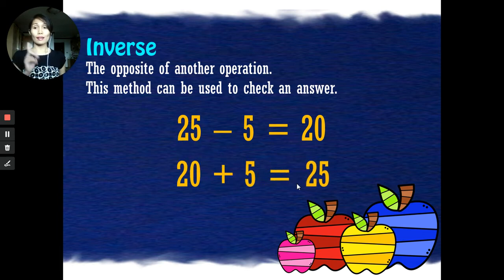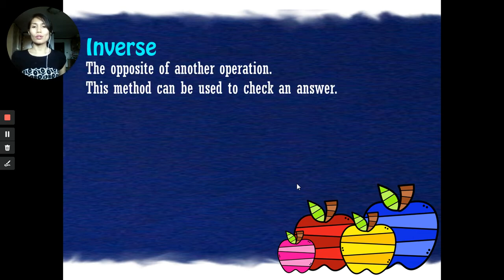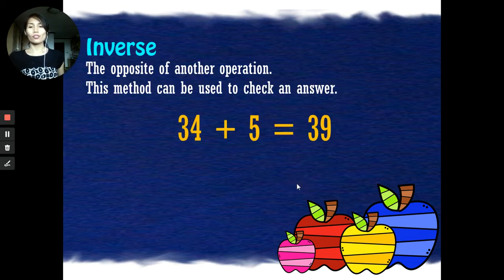So that shows that our answer is correct. Okay, so that's how to use inverse operation in checking answers. So let's try the last example. 34 plus 5 equals 39. Are you sure with your answer?